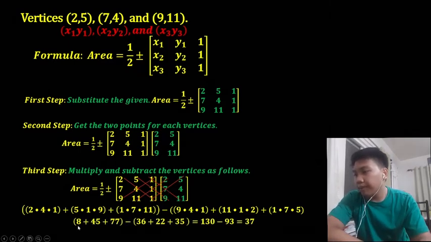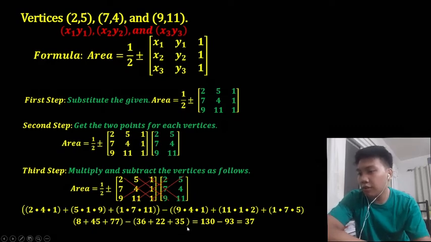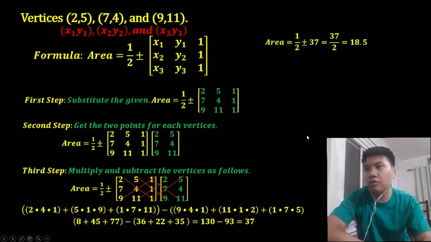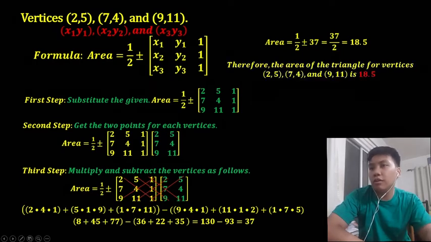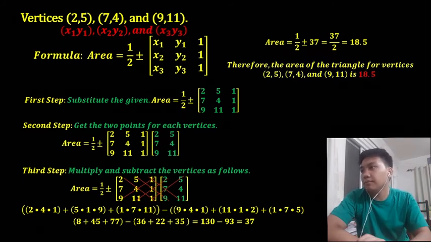In result, we have 8 plus 45 plus 77 minus 36 plus 22 plus 35, which will result in 130 minus 93. And as a result, we have 37. Area is equal to 1/2 positive or negative 37, which will be 37 over 2, and in return we have 18.5. Therefore, the area of the triangle for vertices (2, 5), (7, 4), and (9, 11) is 18.5. That's all for our first topic.